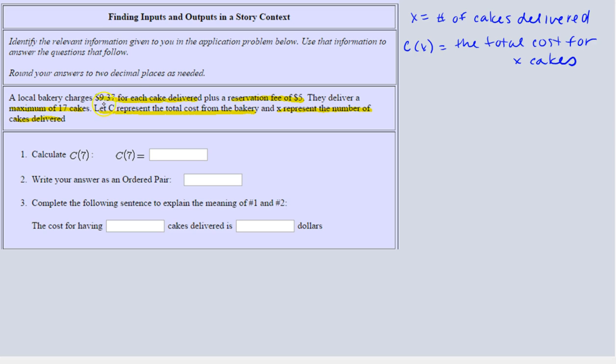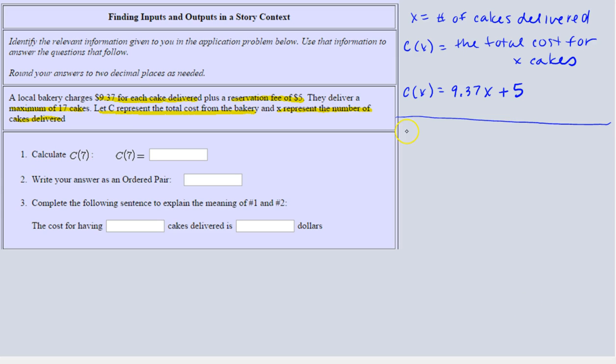So now we're given 2 pieces of information here. It says $9.37 for each cake. So this is the variable amount because it depends on the number of cakes delivered, which we're calling X. So we're going to write C of X equals 9.37x. We multiply $9.37, the cost per cake, times the number of cakes delivered. And then the reservation fee doesn't depend on the number of cakes, so we're just going to add 5. So that's our function, and that's what our input and output represent.